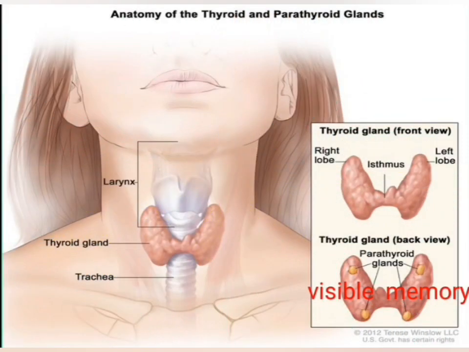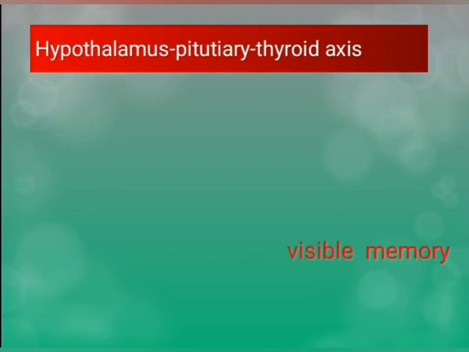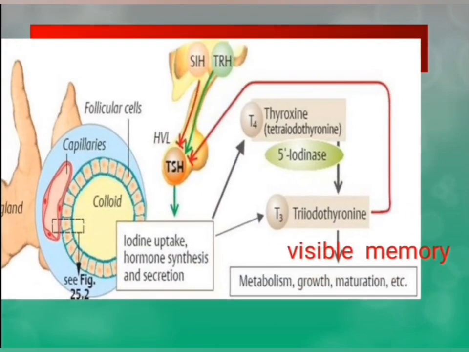First of all, a little bit of anatomy of the thyroid gland. The thyroid gland is present in front and below the larynx, and it has a right lobe, a left lobe, and an isthmus in between them connecting the two lobes. And what is the hypothalamus, pituitary and thyroid axis? These three organs are connected with each other as you can see in the figure.